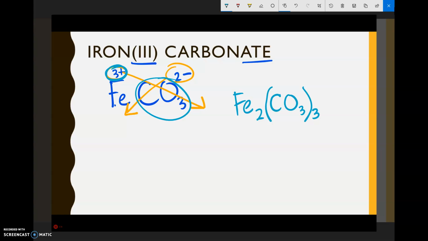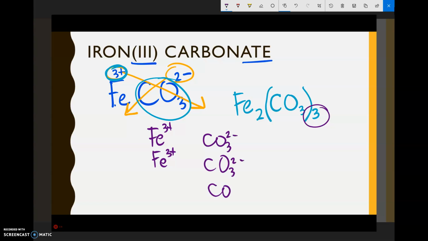So let's look at this mathematically. Right here, we've got our 2 irons. So I'm just going to draw this out so you can see the charges. This is telling us right here that we have 3 carbonates. So if we write that out 3 times. Okay, now let's look at our charges. So our charges here, that equals a 6+. Right here, that's going to equal a -6. So again, that cancels out. So here is your answer right there.